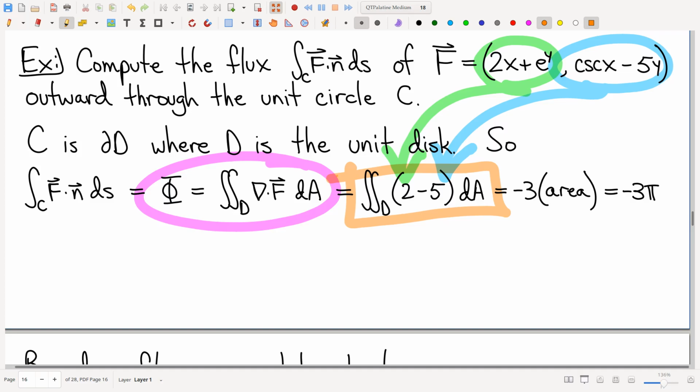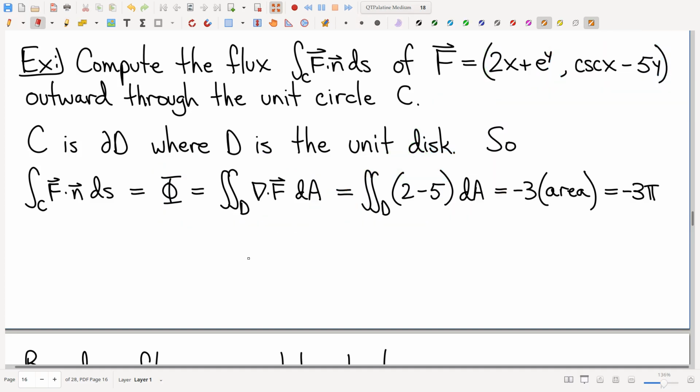But yeah, I'm sort of confused. Like, what does the problem mean when it says outwards through the unit circle? Like, if it said inwards, what would it be?